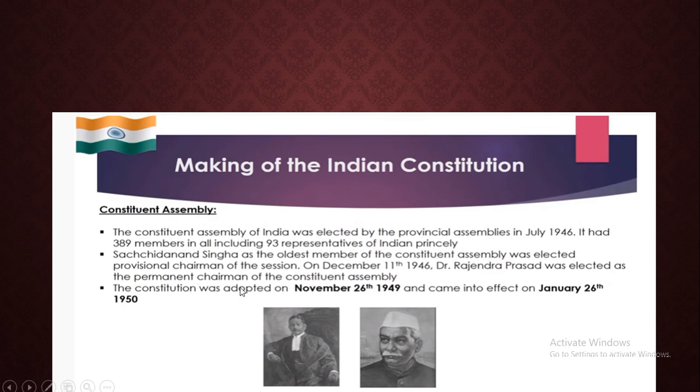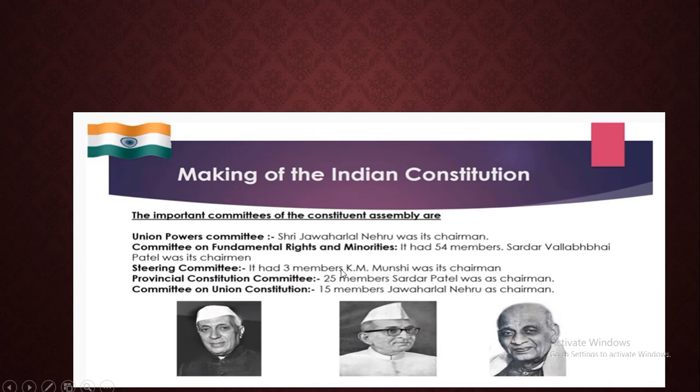The Constituent Assembly adopted the Constitution of India on the 26th of November 1949 and it was enforced from the 26th of January 1950. That is why today we celebrate Constitution Day, because on the 26th of November 1949, the Constitution of India was adopted. And there were various important committees that were formed.